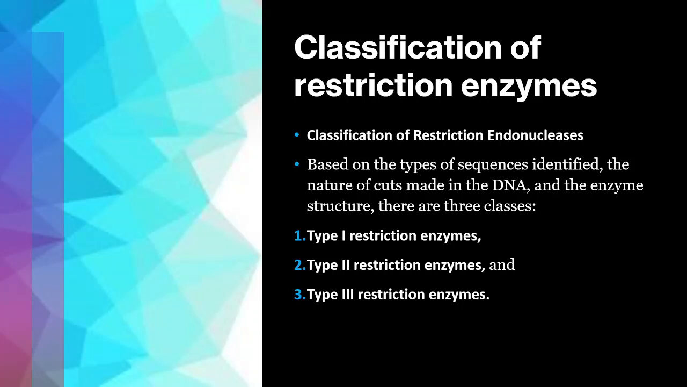Coming to the classification of restriction enzymes, based on the types of sequences identified, the nature of cuts made in DNA, and the enzyme structure, there are three classes: type 1 restriction enzymes, type 2 restriction enzymes, and type 3 restriction enzymes.